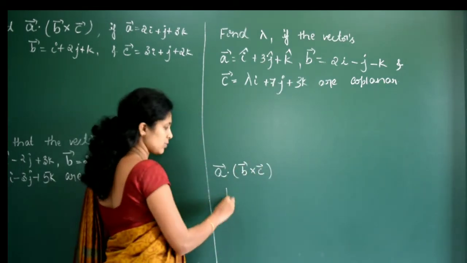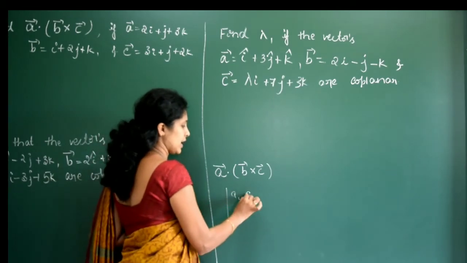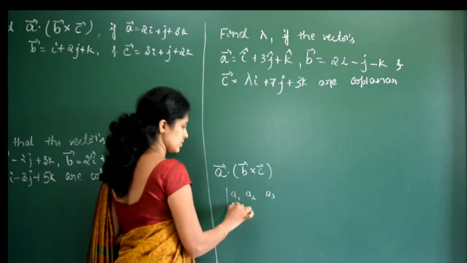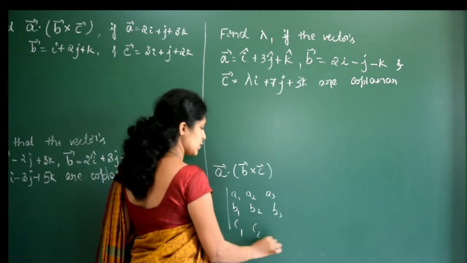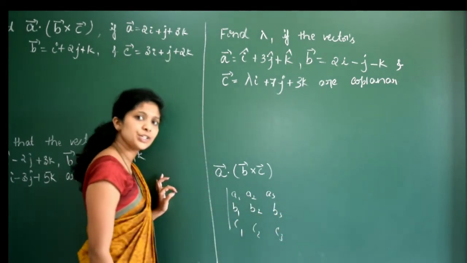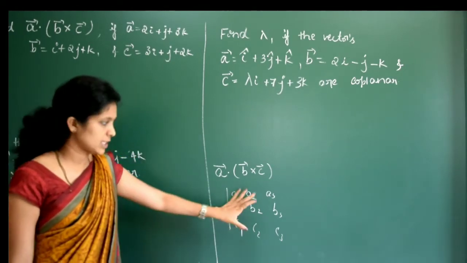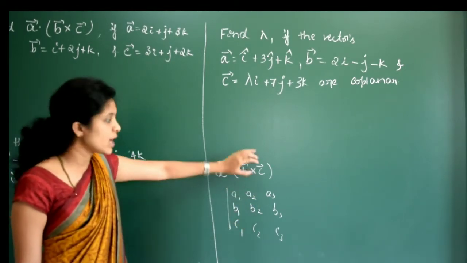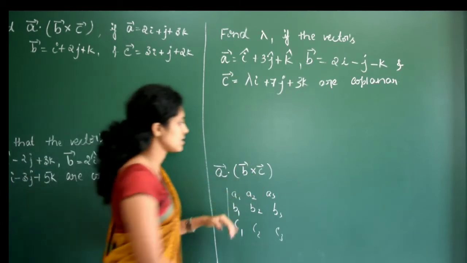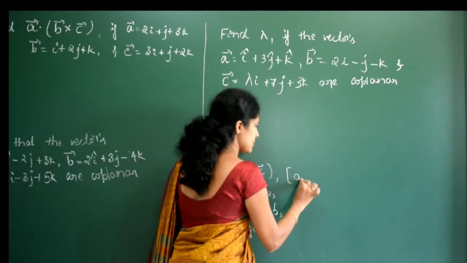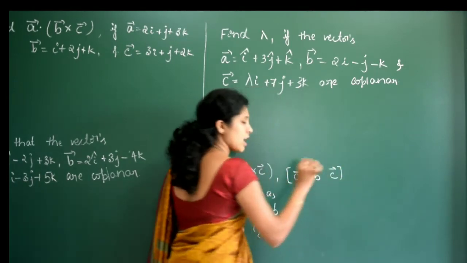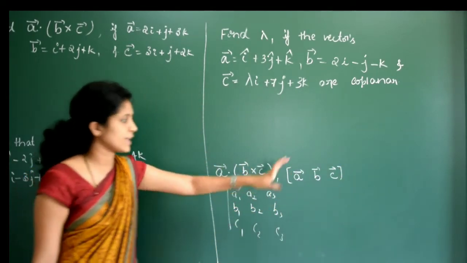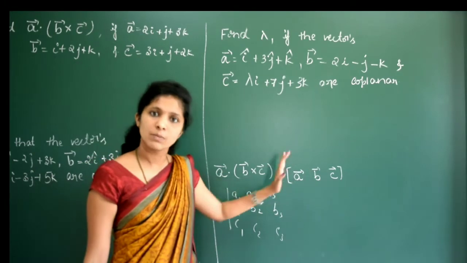To find this, what you have to do? You have to write the coefficients A1, A2, A3, then B1, B2, B3, C1, C2, C3. Then you need to find the determinant of this matrix. It will give you a scalar triple product. This can also be represented by A vector, B vector, C vector. So this is also called a box product. Remember that scalar triple product or box product.